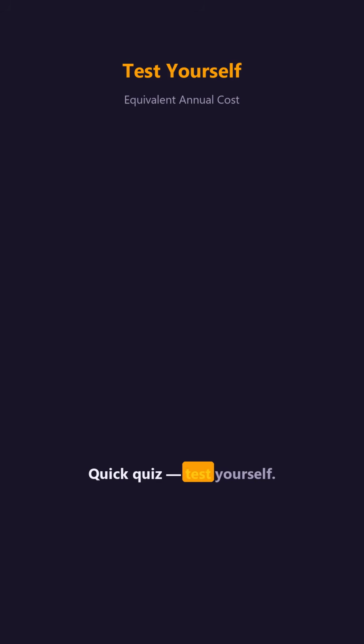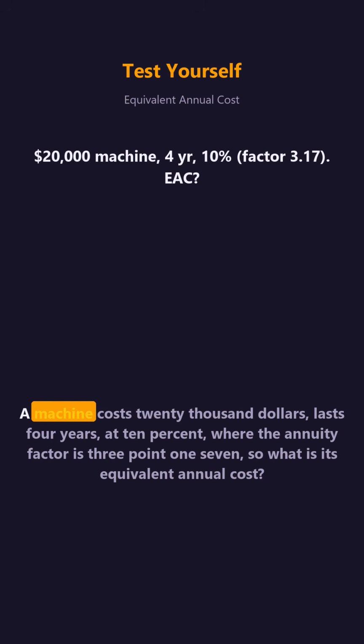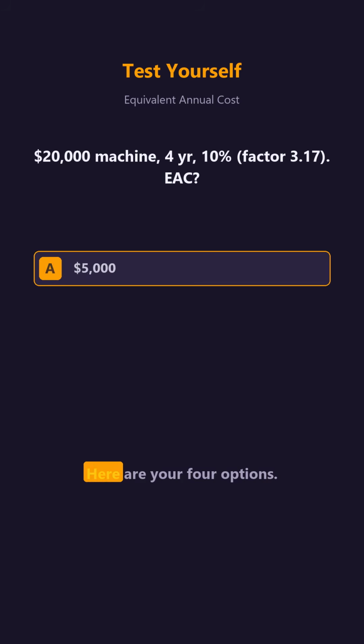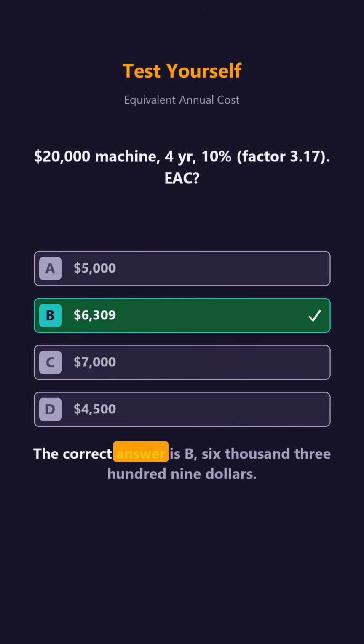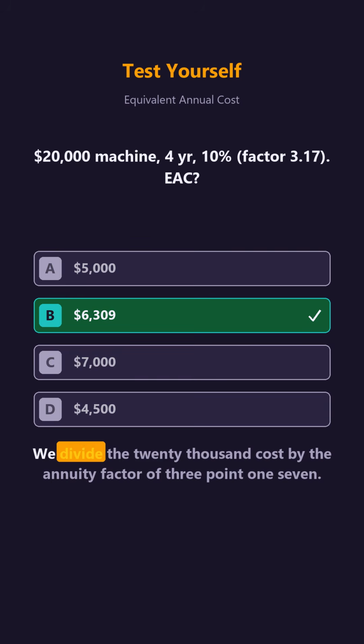Quick quiz, test yourself. A machine costs $20,000, lasts 4 years, at 10%, where the annuity factor is 3.17, so what is its equivalent annual cost? Here are your 4 options. Pause the video and solve it now. The correct answer is B, $6,309. We divide the $20,000 cost by the annuity factor of 3.17.